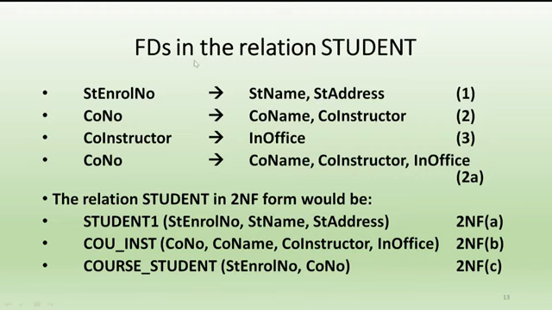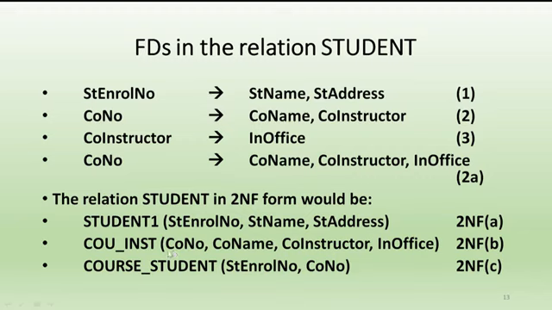So the first relation will consist of student enrollment number, student name and student address. This particular relation is because of this first dependency. Then the second dependency in this case is 2a. We will take 2a because 2NF is slightly less restrictive. With the help of 2a, we have course number, course name, course instructor and in office. They form the second relation.